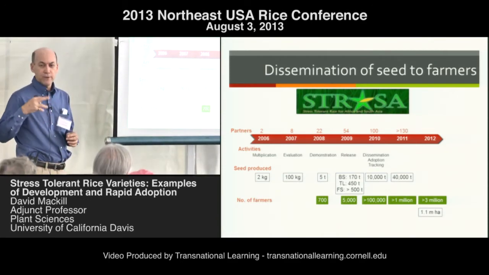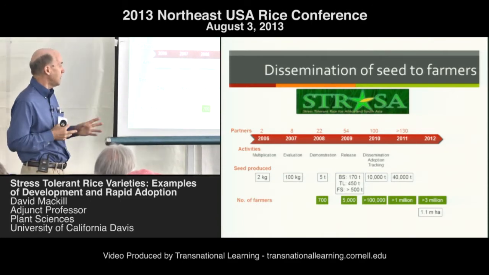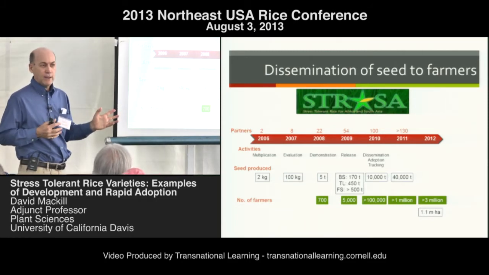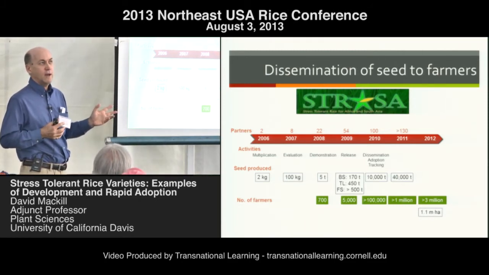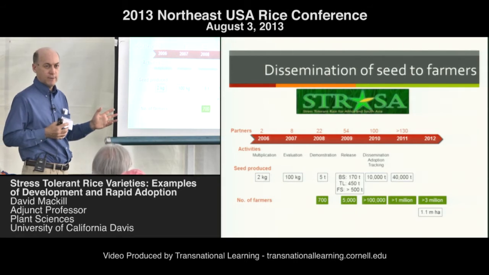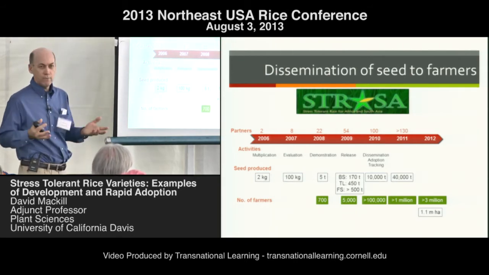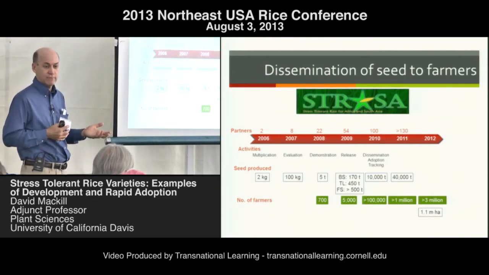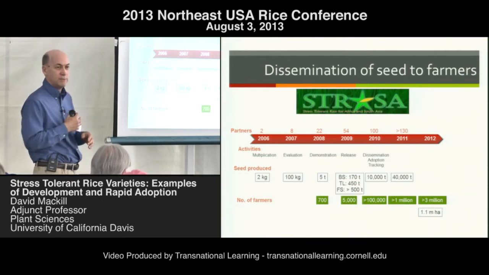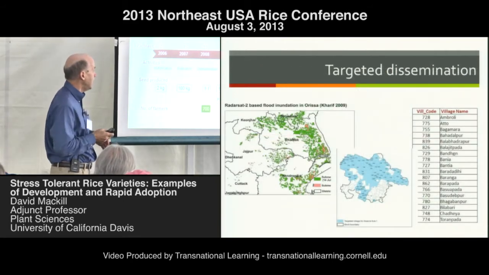2013, 2.2 million hectares, yeah. So more than 2 million hectares. This year, it's an estimate of 2 million hectares. So that's about 4.5 million acres. So it's quite a rapid adoption of sub-1 varieties.